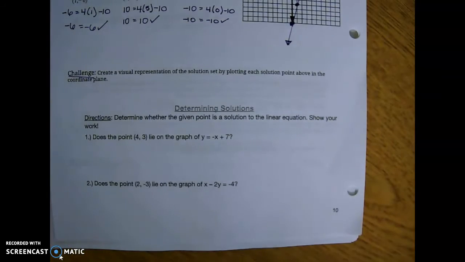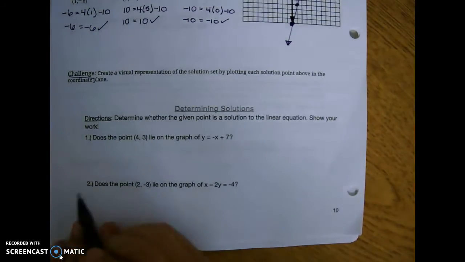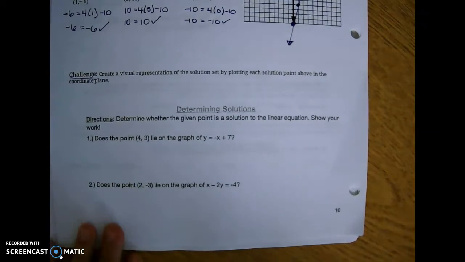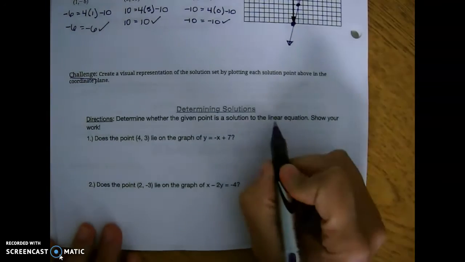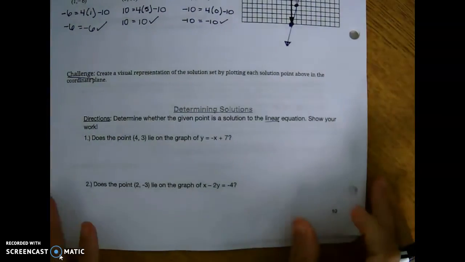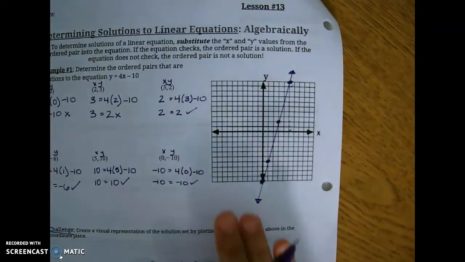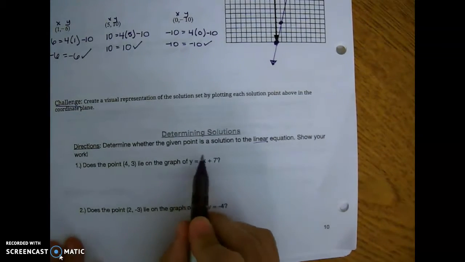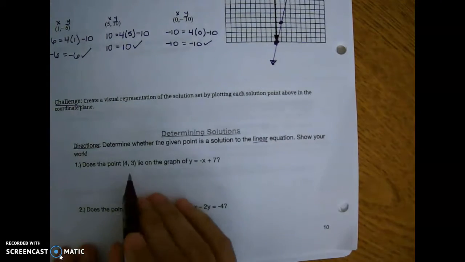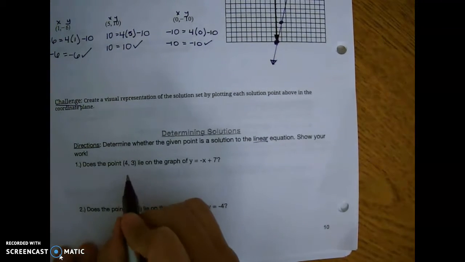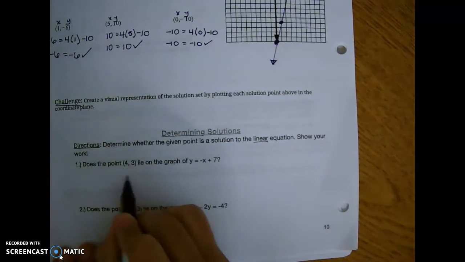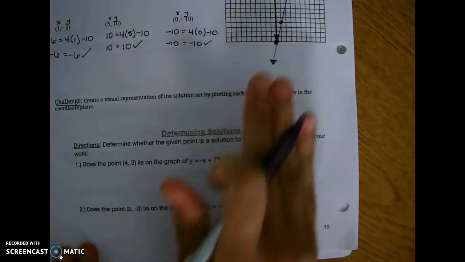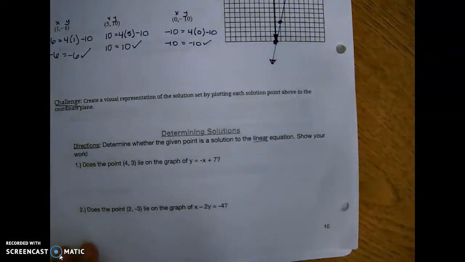Okay, let's look at two different equations. So now I have the equation y equals negative x plus 7. Given this linear equation, so this is a linear equation because when we graph it in class, we'll get a line. We want to know, does this point lie on the graph of this line? This is an x and y. We want to see if this x and y ordered pair makes this equation true. If it does, it will be on the line. If it does not, it will not be on the line.